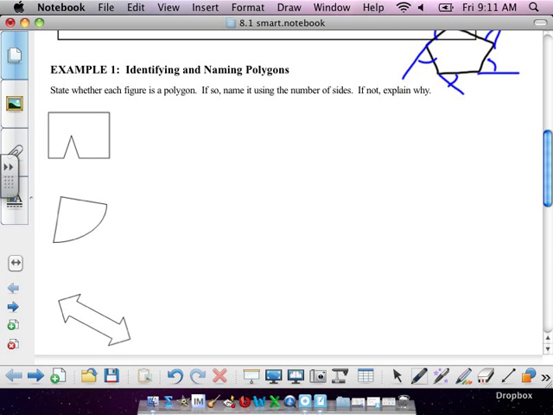State whether each figure is a polygon. If so, name it by the number of sides. If not, explain why. So this first one, is this a polygon or not a polygon? Yes, it's a polygon. So let's see, how many sides does it have? 1, 2, 3, 4, 5, 6, 7. So do you guys know what a 7-sided figure is called? It's a heptagon.